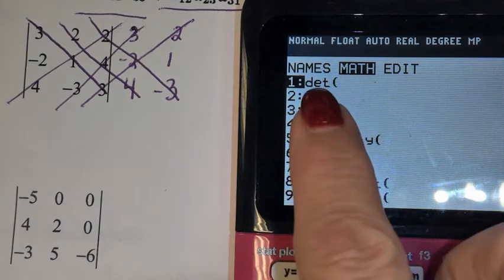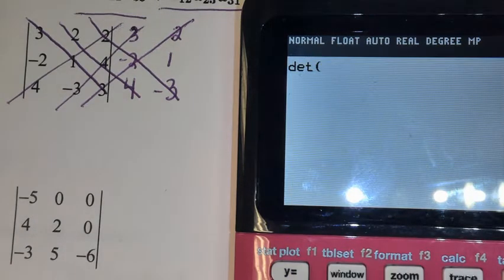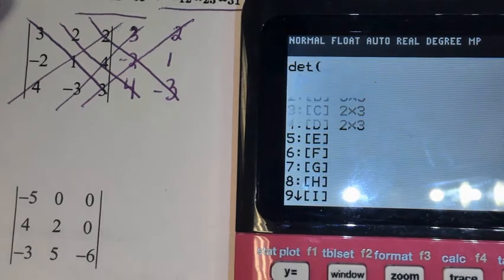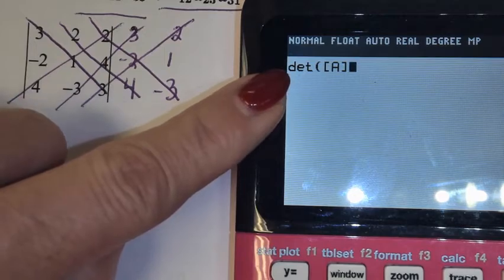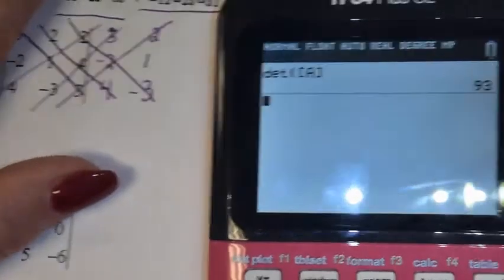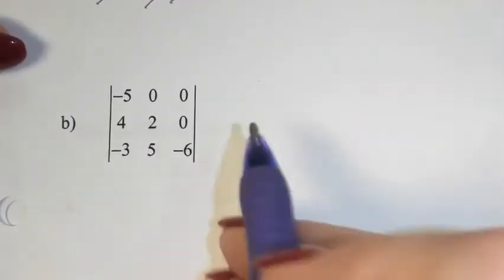And I have to find that word determinant. Determinant's what we're trying to find right now. So we want the determinant, and then where did we put that matrix? Well, we put it into matrix A. So I have to go under matrix, and that's my second, and x to the negative 1 to get to A. So now I look and make sure it says what I want it to say, determinant of matrix A, and it tells me it's 93, and that's what we got. Okay, so you want to be able to do this by hand and also on the graphing calculator.